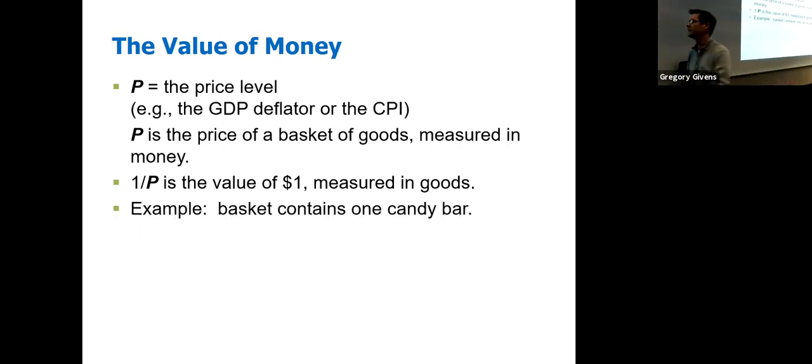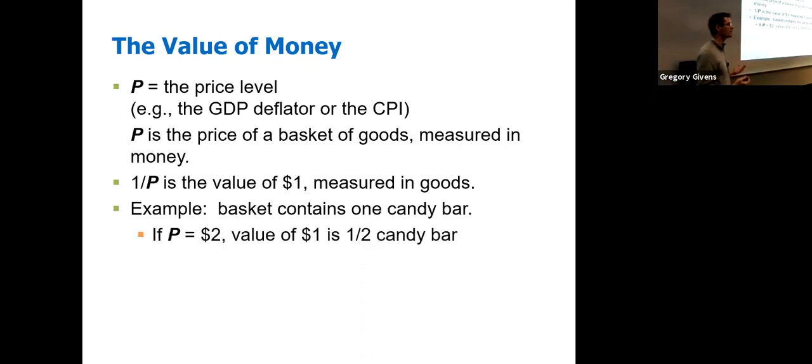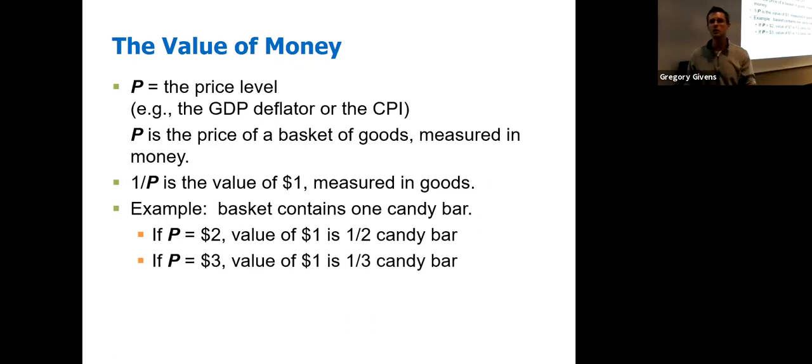Let me give you a quick example to illustrate this. Let's suppose that our CPI basket of goods only contains 1 candy bar. That's the item that we consume in our economy. If the price of a candy bar is equal to $2, then what is the value of our money? The value of $1 in our economy is half a candy bar. That's the command that $1 has over this real good. What happens if the price level or the price of a candy bar rises to $3? Then what's the value of our money in this exercise? It falls to only 1/3 of a candy bar, right? 1 divided by the price level.